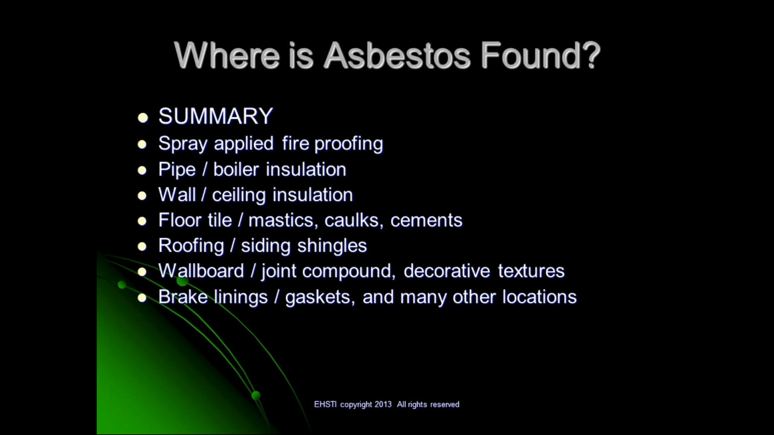And in summary, where asbestos is found: spray-applied fireproofing, pipe and boiler insulation, wall and ceiling insulation, floor tile, mastics, caulks, cements, roofing and siding shingles, wallboard, joint compound, decorative textures, brake linings, gaskets, and many other locations.